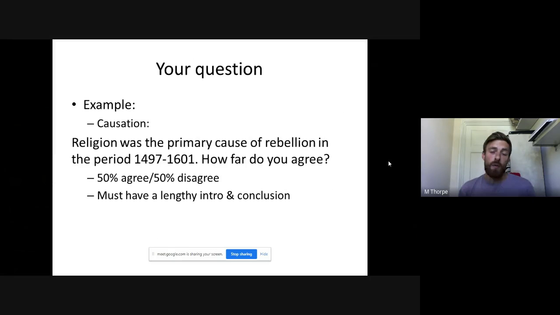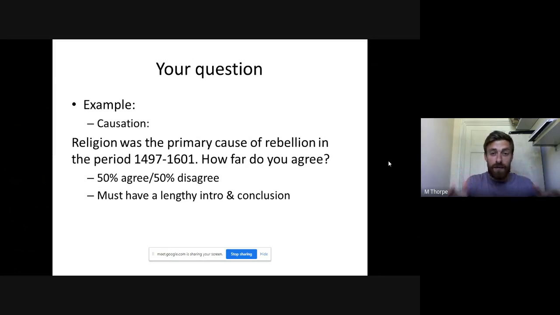So I would think that the vast majority may go towards a causation question. The reason is that the Tudor rebellions, most of them have 2 or 3 different causes, and so it makes it very easy, and also there's lots of material to use to argue but also counter argue your essay. So an example question is there: religion was the primary cause of rebellion in the period 1497 to 1601. How far do you agree?